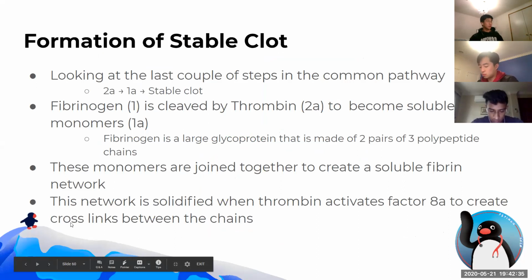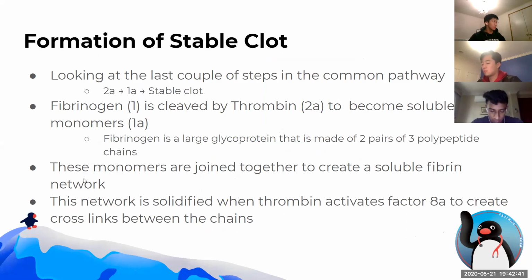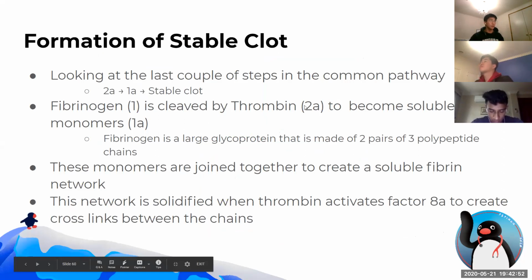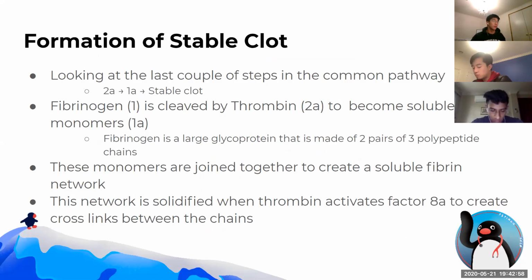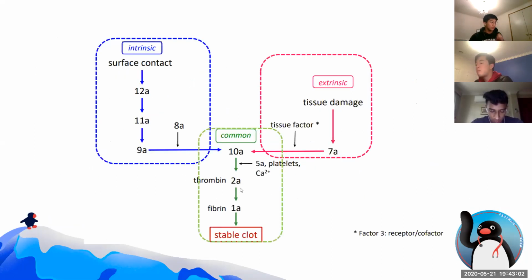Okay, so we're going to be looking at the common pathway now, and the last couple of steps in there. Essentially, we have a molecule called fibrinogen, and this is our number 1. It is cleaved, or cut, by thrombin, which is 2A. This fibrinogen will turn into fibrin monomers, or soluble fibrin monomers. These are 1A. So you can see that here.